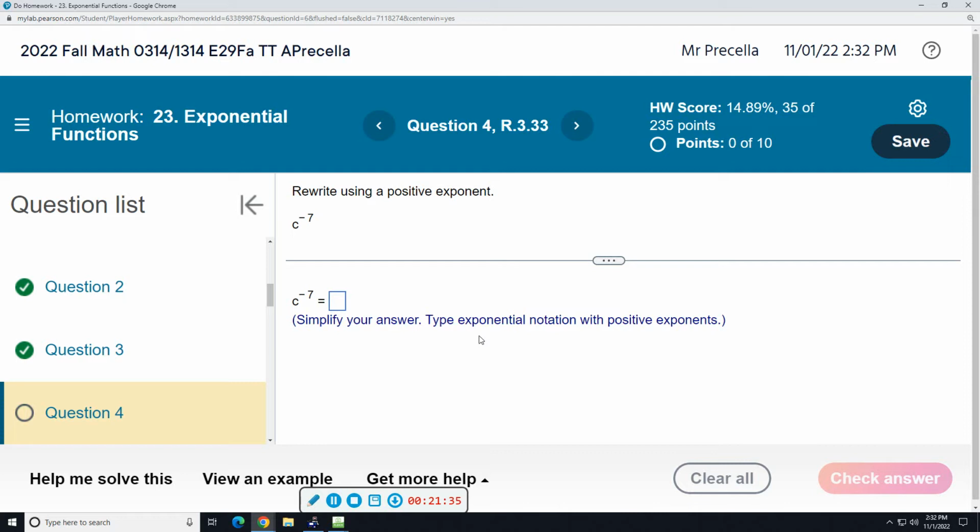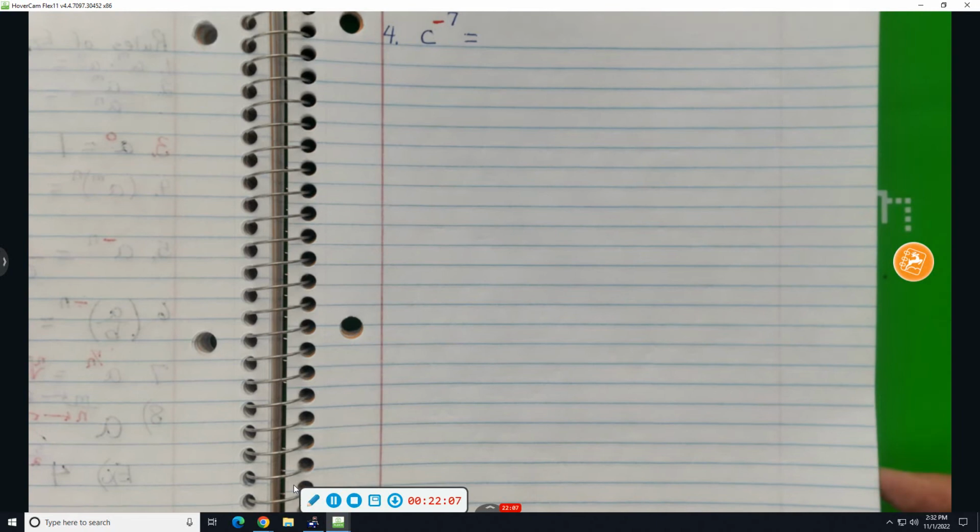So, number 4. Let me write it down. It doesn't look like there's much to it. It says c to the negative 7. It says rewrite using a positive exponent. C to the negative 7. Let me move this down.